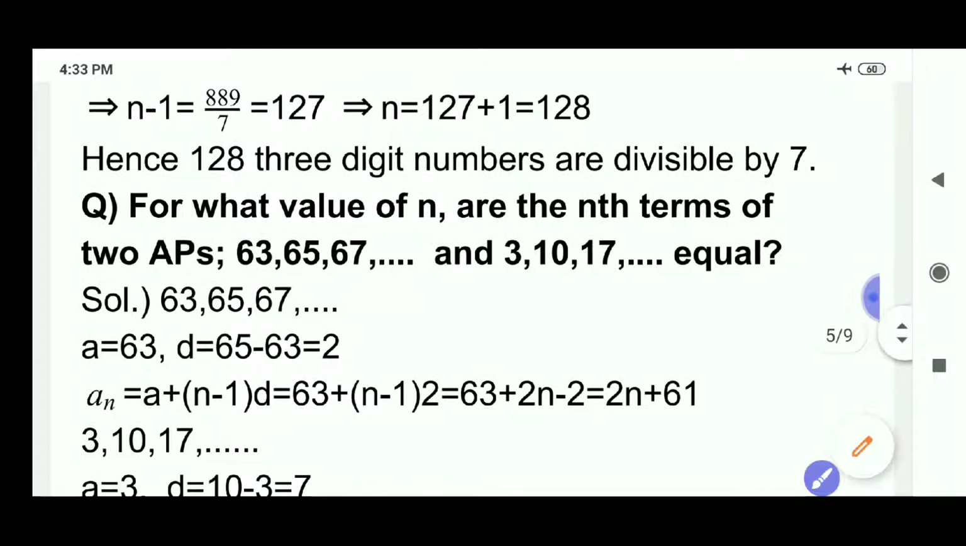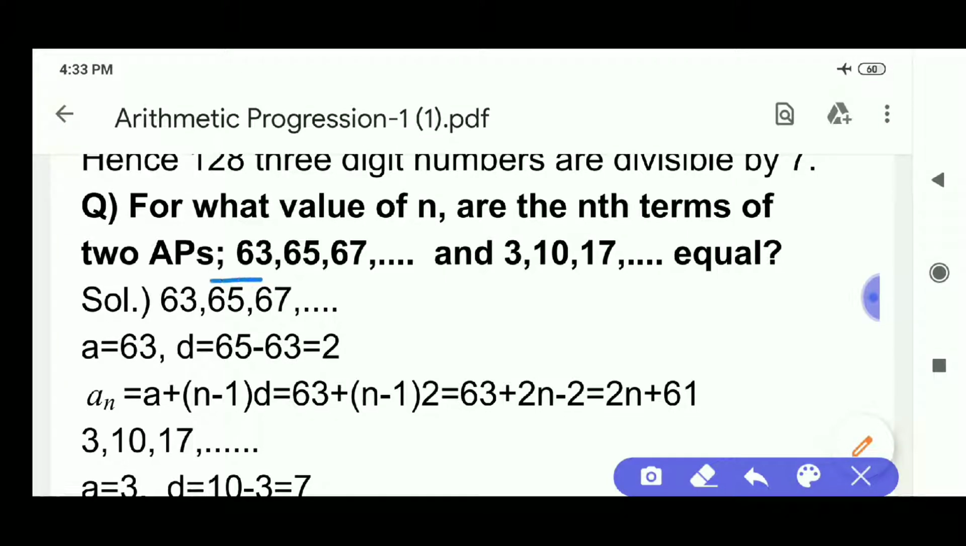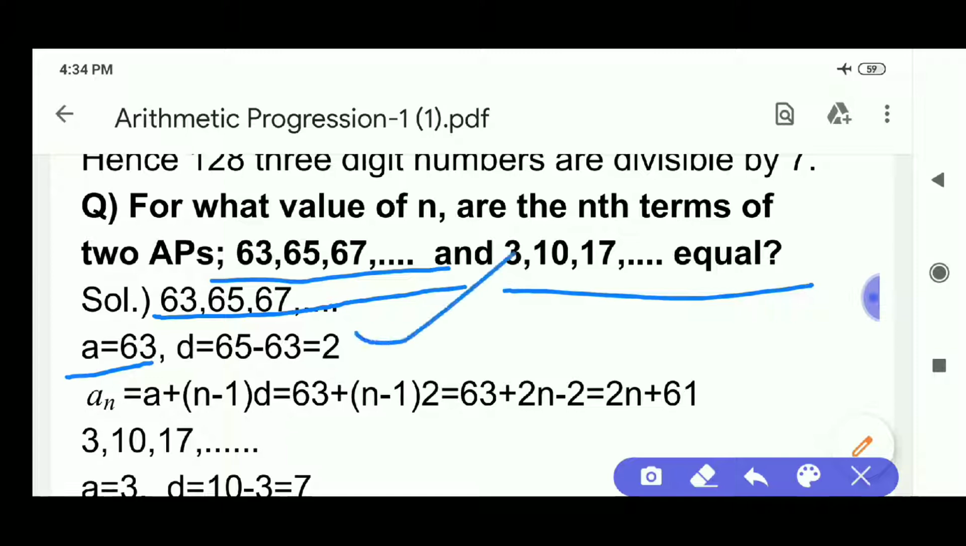One more question. For what value of n are the nth terms of two APs, 63, 65, 67, and so on, and 3, 10, 17, and so on, equal? Here two arithmetic progressions are given. We have to find where they are equal. First arithmetic progression, observe carefully, 63, 65, 67, and so on. Here A is 63, common difference is 2.